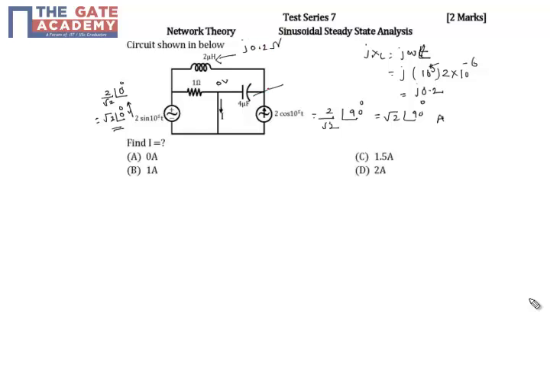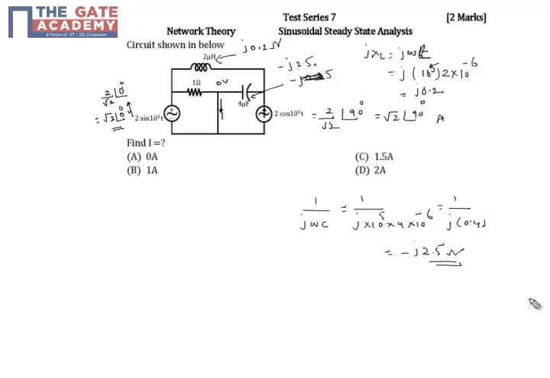Similarly, if we calculate for the other inductor, you will get minus j 0.25. Sorry, let me calculate this. For the capacitor, it is 1 by j omega C. So 1 by j into 10 power 5 into 4 into 10 power minus 6. So this is 1 by j into 0.4, which is minus j 2.5. So this is minus j 2.5 ohms.